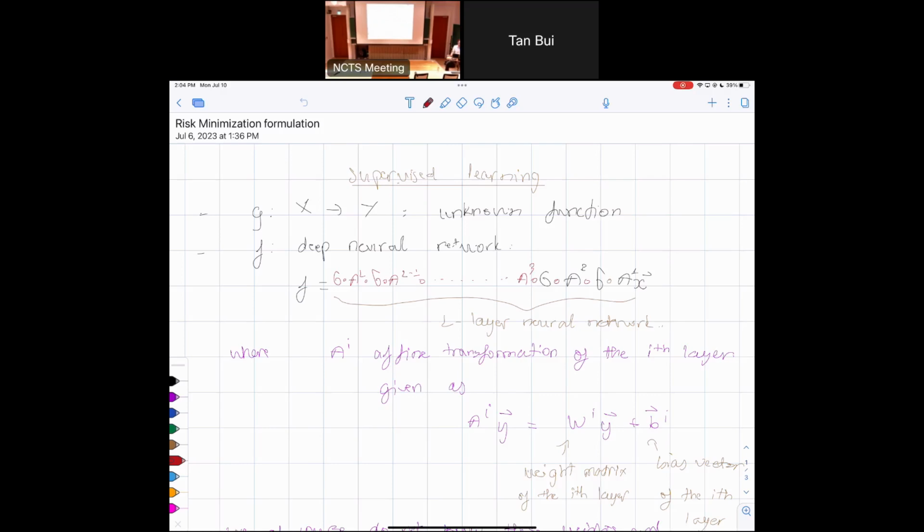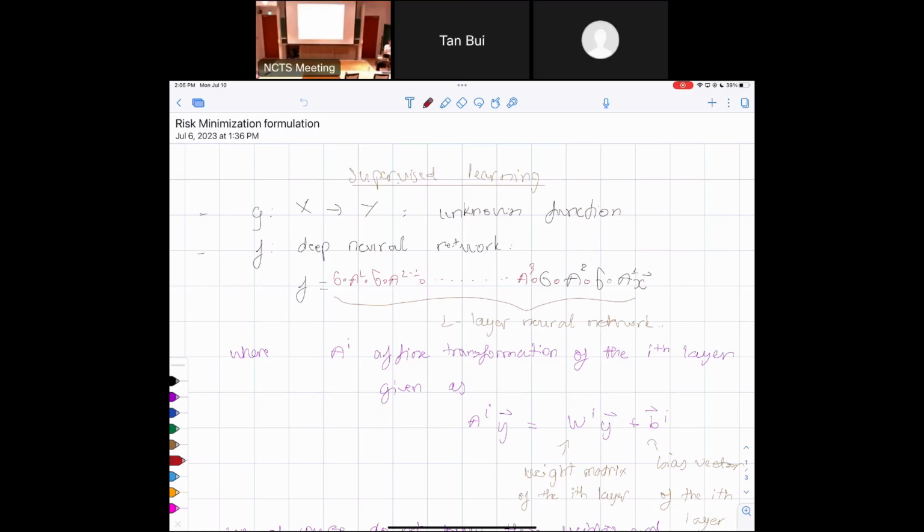Okay, so we look at the learning problem, right? The supervised learning problem in particular. That's what we are interested in.